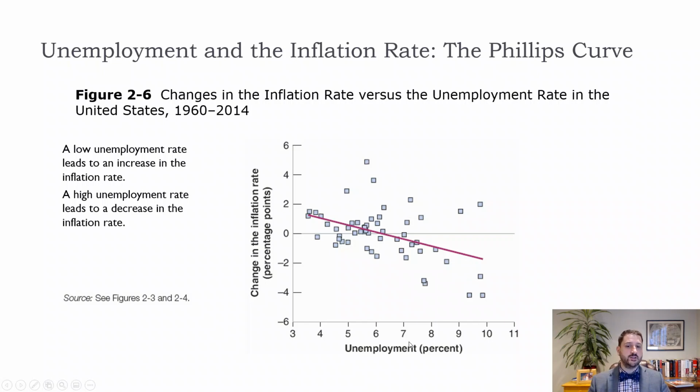But basically what this says is that when the unemployment rate is higher, inflation is going to be going down. We'll have disinflation. And when the unemployment rate is lower, the inflation rate is going to be going up. So we'll have positive inflation and faster inflation. But keep in mind, there's a lot of points that are not that close to this line. So it's not a really tight relationship.